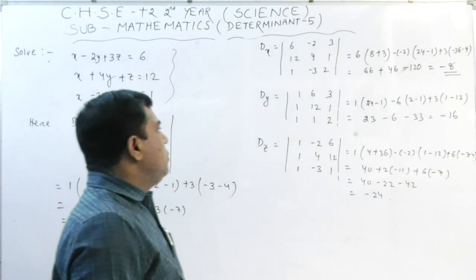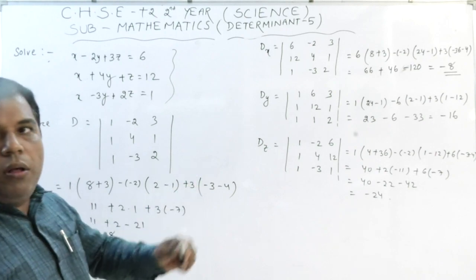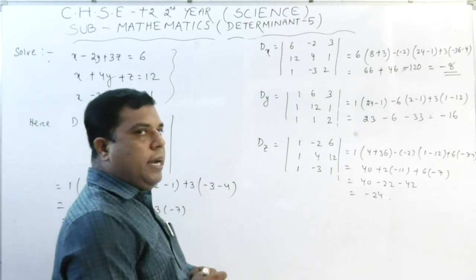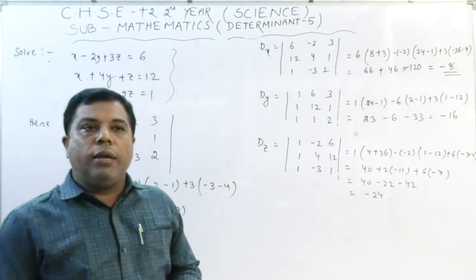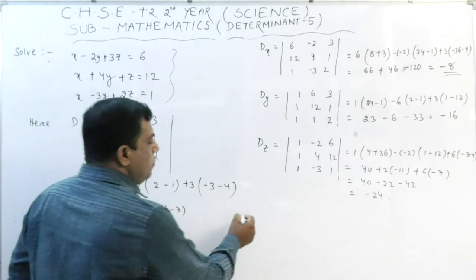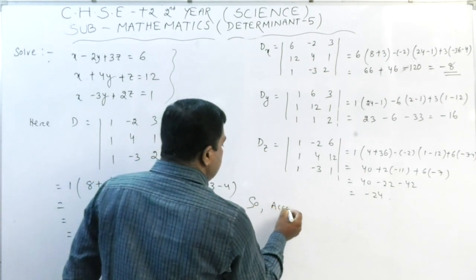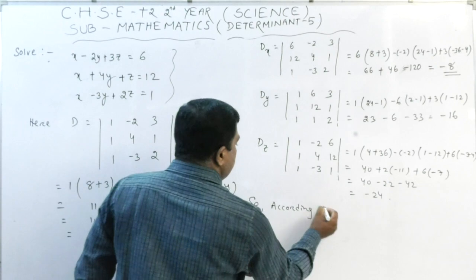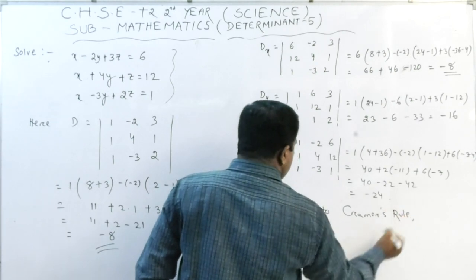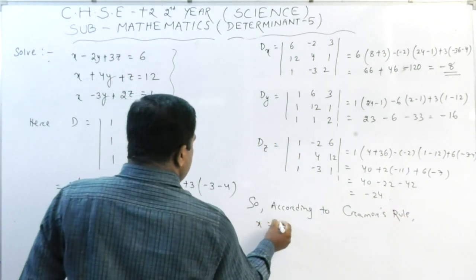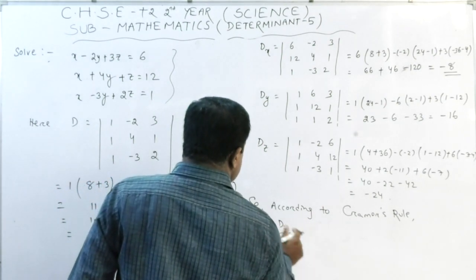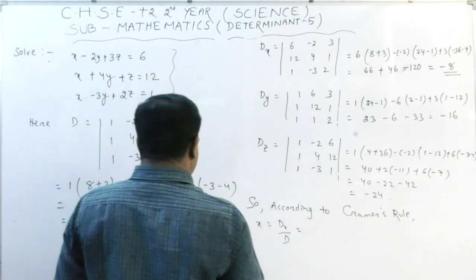Okay. So now we have obtained the value of D. We have all the results obtained. So we can find the value of x, we can find the value of y, or we can find the value of z also. So according to Cramer's rule, your x is equal to, okay, your y is equal to, so you can find the value of x, which is equal to, what is the value of x?